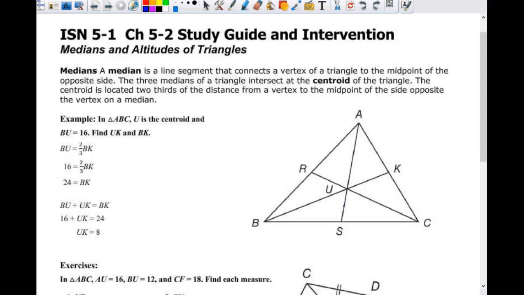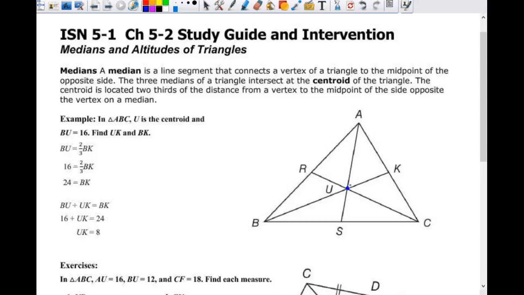There's a couple of properties about the medians. You notice how we have three medians and we have this word called centroid? Can you guess where the centroid is? What specific point do you think it's at? This is the centroid. Okay. There are two main properties of a median.